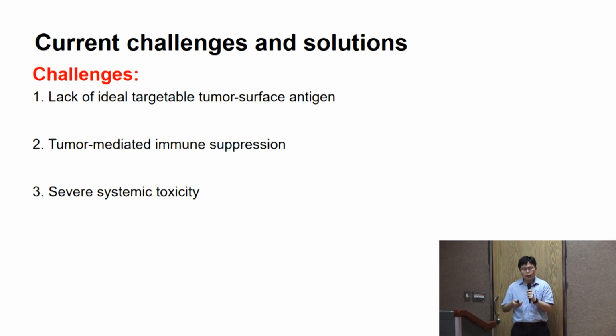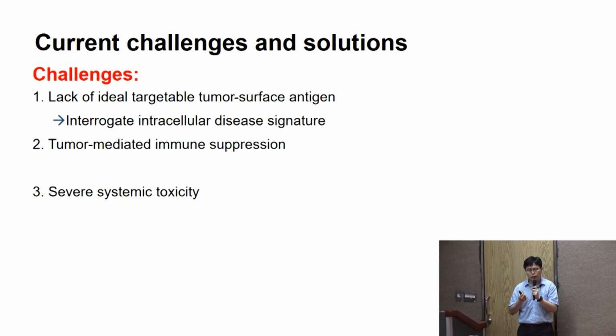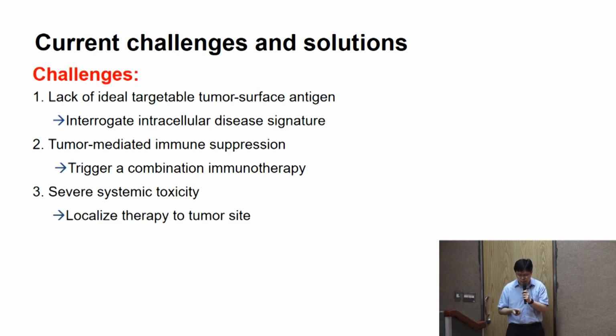So we thought, can we develop a strategy that can potentially overcome all these three challenges all at once? For example, to overcome the lack of an ideal targetable tumor surface antigen, how about a strategy that can interrogate intracellular tumor signatures? Because there are many more tumor signatures inside the tumor cells than just on the tumor cell surface. And to overcome the tumor-mediated immune suppression, how about a strategy that can trigger a combination immunotherapy designed to target multiple aspects of tumor-mediated immune suppression? And to overcome the severe toxicity, how about a strategy that can localize the therapy at tumor sites?